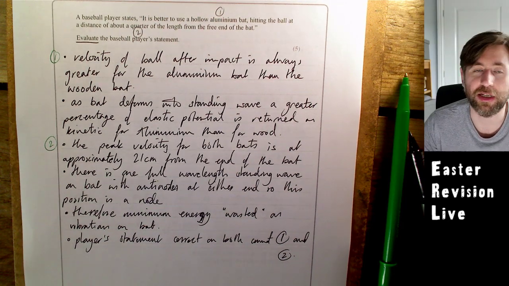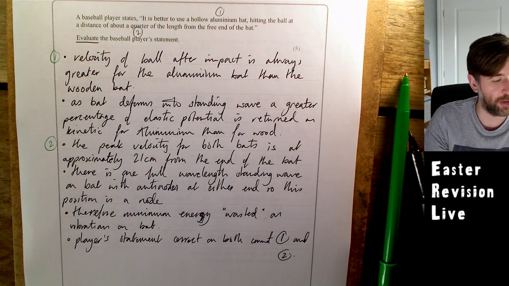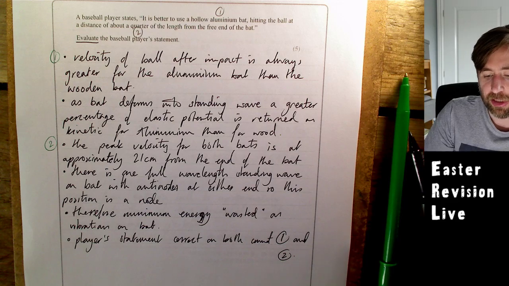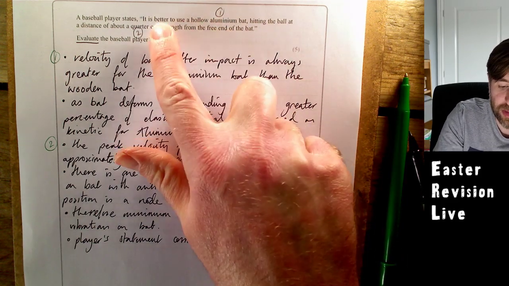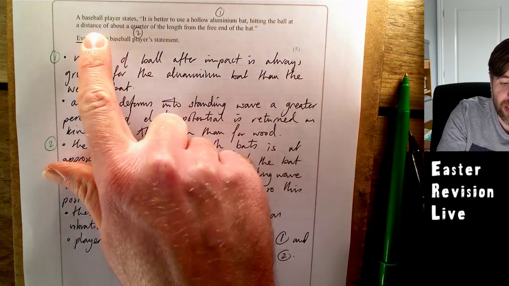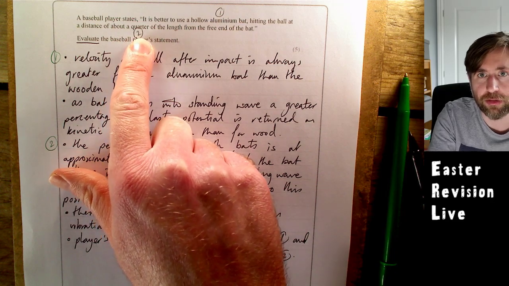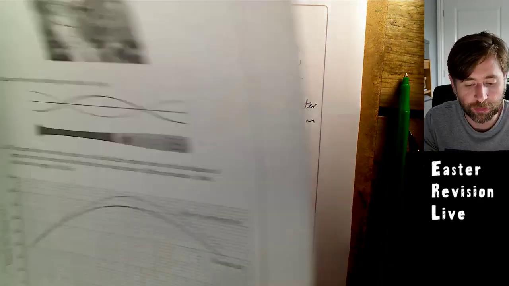Evaluate the player's statement. So let's look. This is a longer written question. It's not got an asterisk on it though, so we don't have to worry about paragraphs, but we can still do a little bit of a plan using the question. So think, okay, first statement I'm going to make is about the hollow aluminium bat. And the second one, I'm going to talk about the length and where the person's hit it. So let's look at the two and just compare the two graphs.